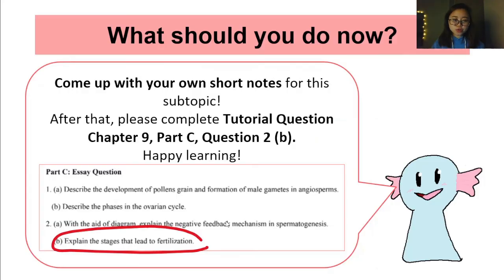So what should you do now? Now you should come up with your own short notes for this subtopic. It doesn't have to be a whole page. It can be very short, but make sure you are able to explain each of the stages of fertilization in your notes. And after that, please complete the tutorial question, Chapter 9, Part C, Question 2B. You can, of course, refer to your lecture notes while you are answering this essay.